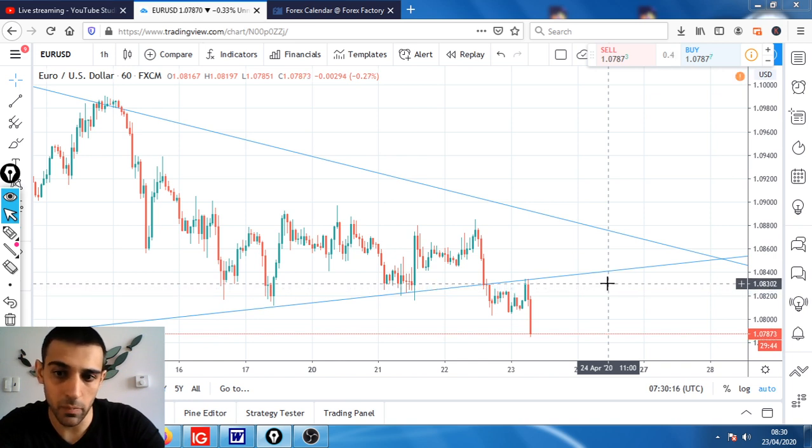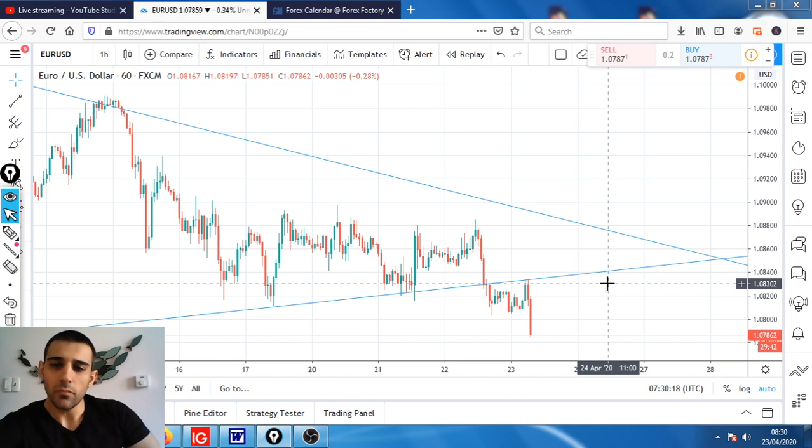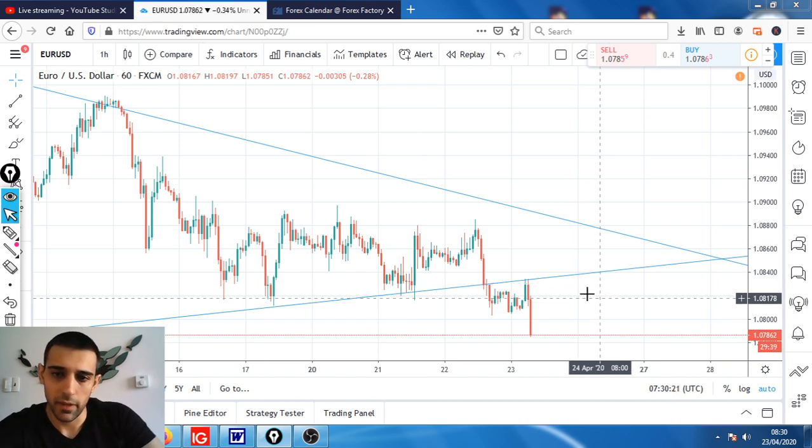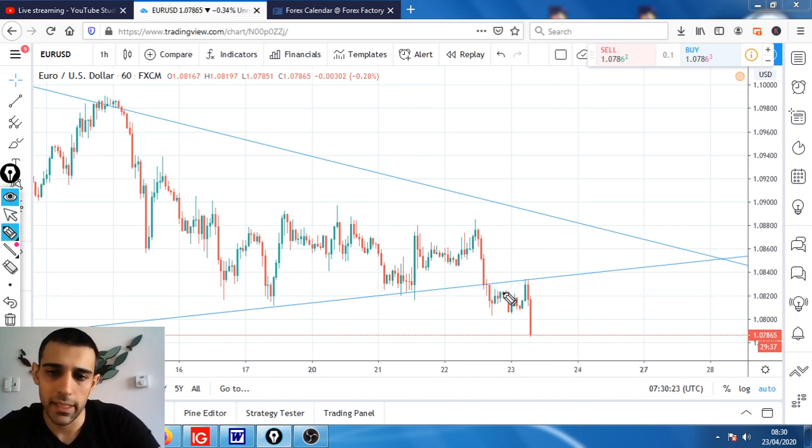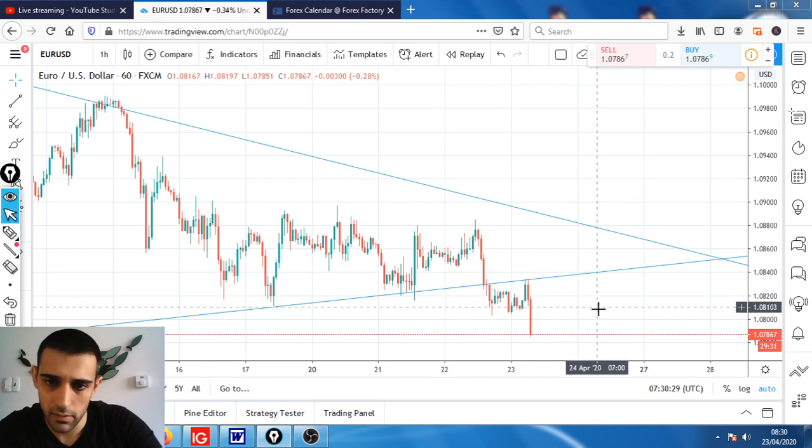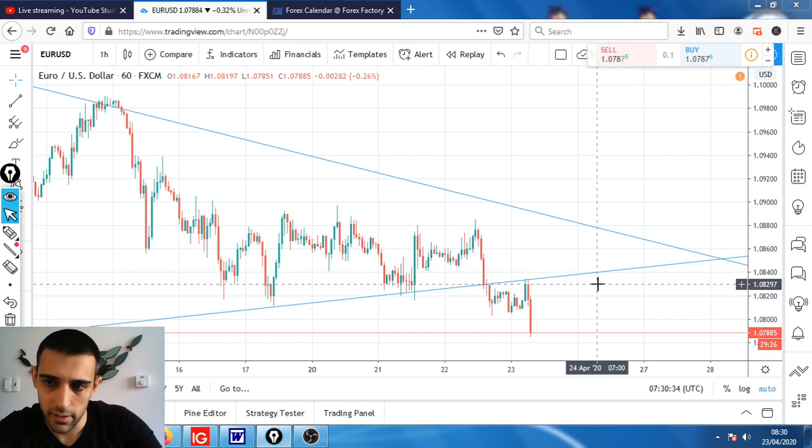Yeah, 25 pip stop loss we're gonna need on this trade. So 25 pip stop loss, because we want to place the stops just above, somewhere about here. And let me just see again, so 05, 20, yeah, so 30 will be 25. Yeah, 25 pip stop loss.